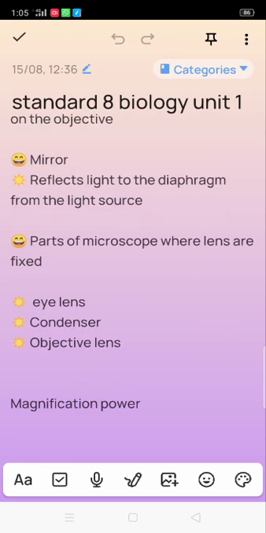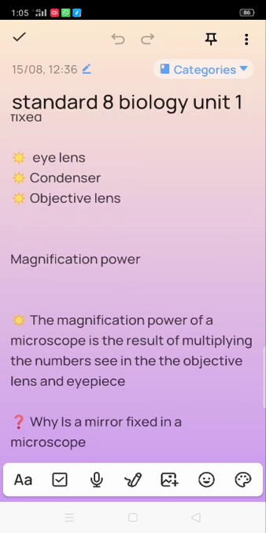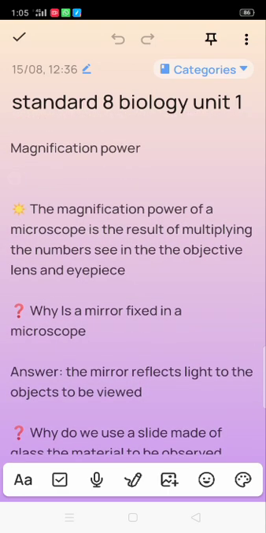Parts of the microscope where lenses are fixed: eyepiece, condenser, objective lens. Magnifying power. The magnification power of a microscope is the result of multiplying the numbers seen on the objective lens and the eyepiece.